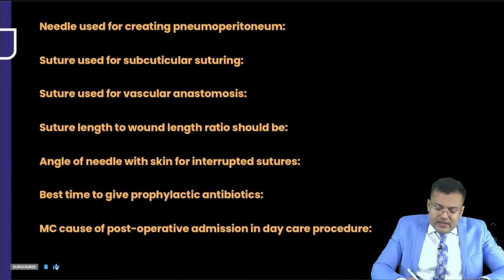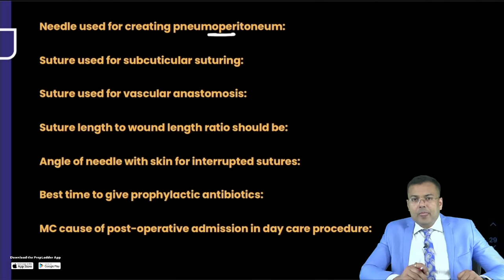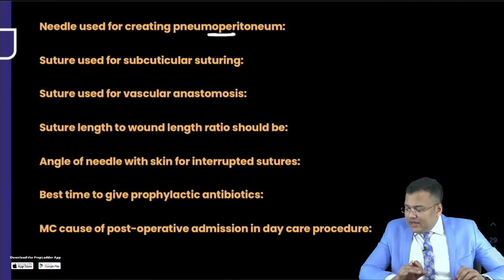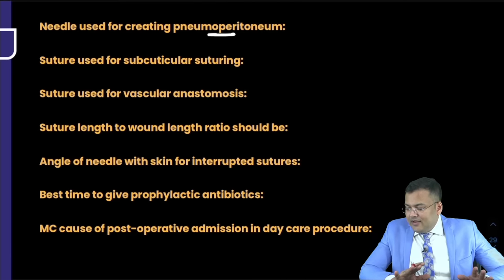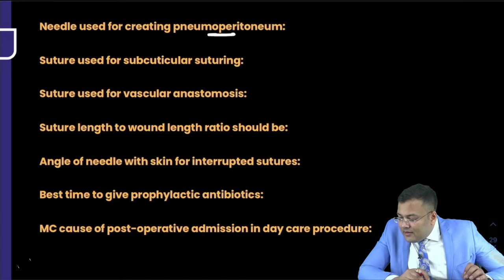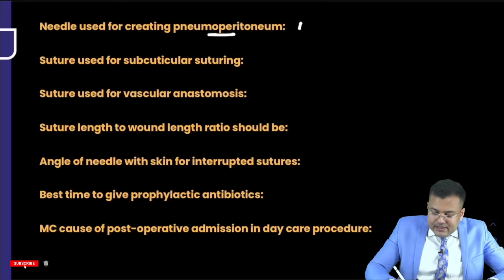Next, what is the needle used for creating pneumoperitoneum? Tell me. Name of needle used for creating pneumoperitoneum. Let me see who is the first person to reply. Yes. Dr. RJ, Veress needle. Very good, Dr. RJ. It is Veress needle.